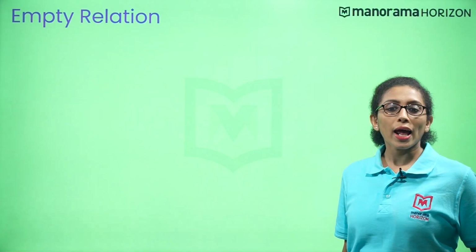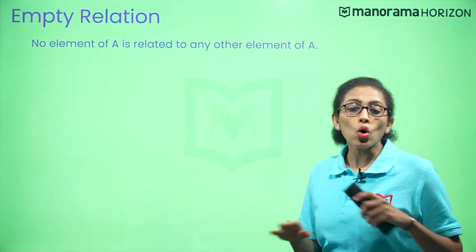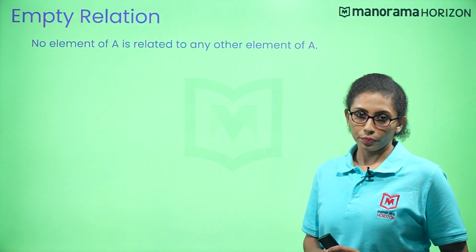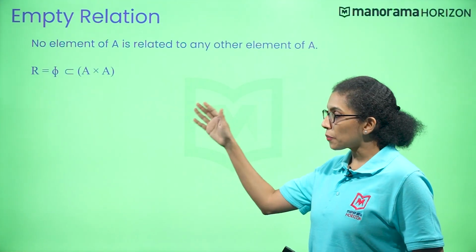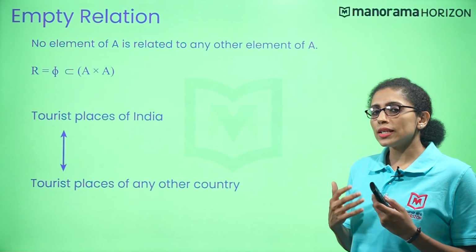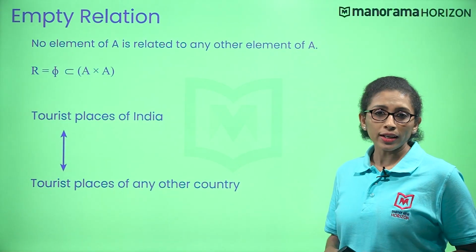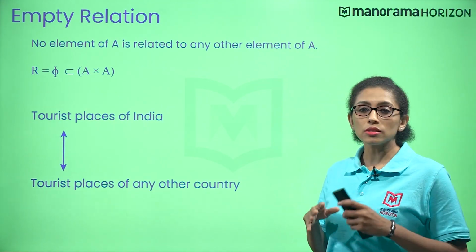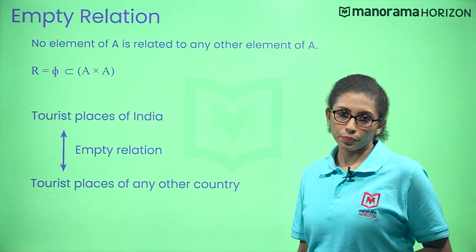We can define an empty relation in a set A as a relation where no element of A is related to any other element of A. That is, R equals phi, a subset of A cross A. Think of an example of a set containing tourist places of India. Is there any possibility of finding a relation of getting tourist places of any other country in the set? The answer is no. So, the set shows empty relation.